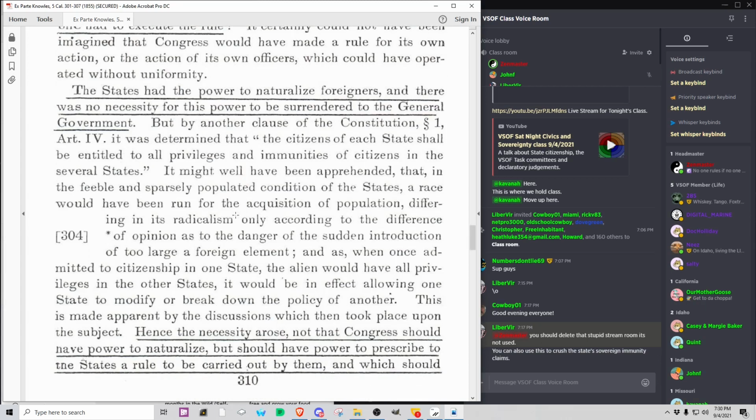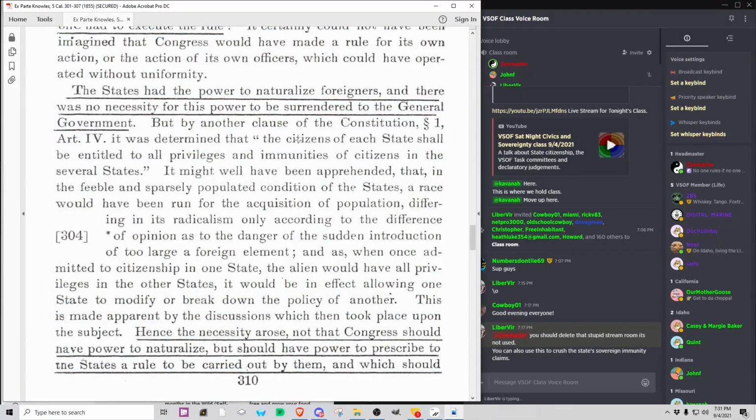But by another clause of the Constitution, Section 1, Article 4, it was determined that, quote, the citizens of each state shall be entitled to all the privileges and immunities of citizens in the several states. And by the way, this should be a capital C citizen here, and this should be a capital C citizen here. I don't know why they didn't put that in there correctly, but anyway.